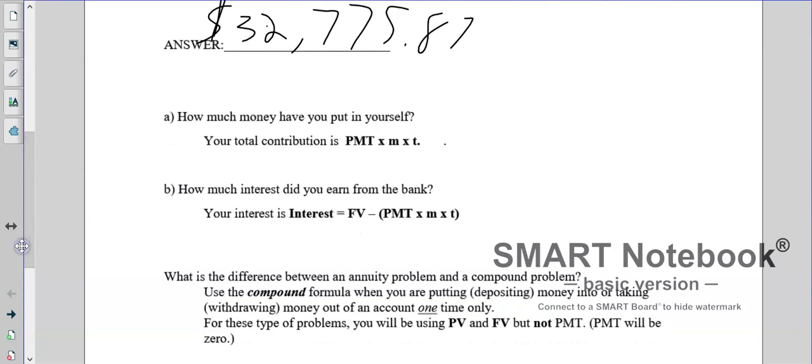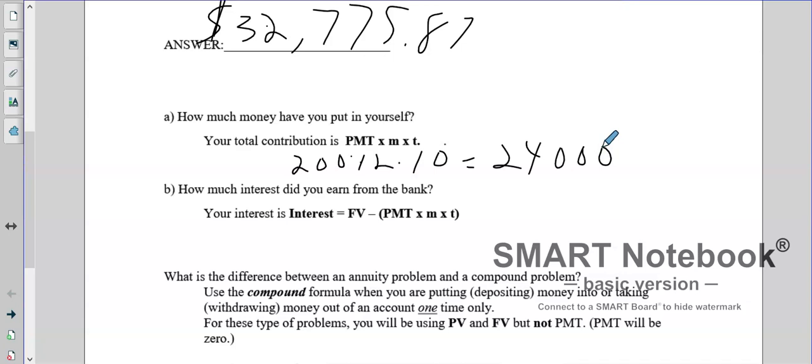Now, how much money have you put in yourself? Your total contributions is your payment times the number of months times the compounding period times the number of years. So 200 times 12 times 10. So that's $24,000. So you put in $24,000.